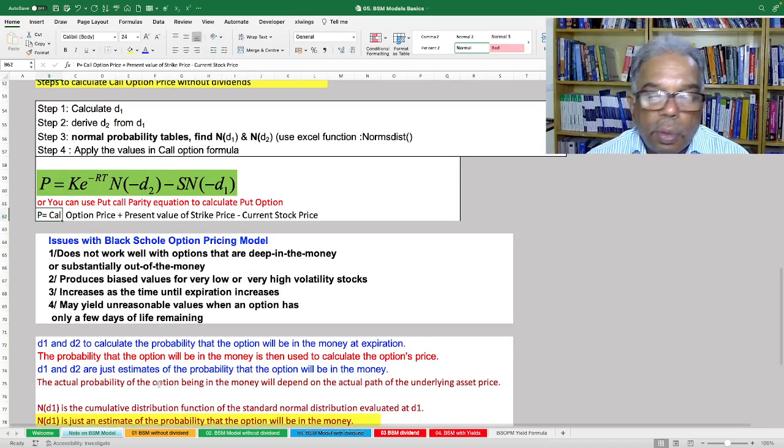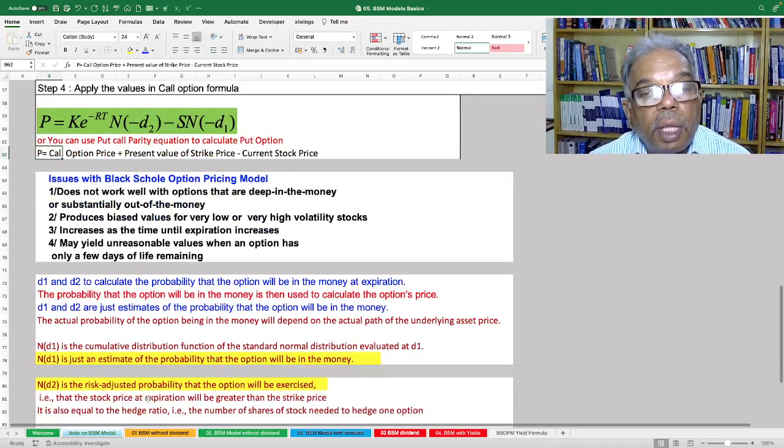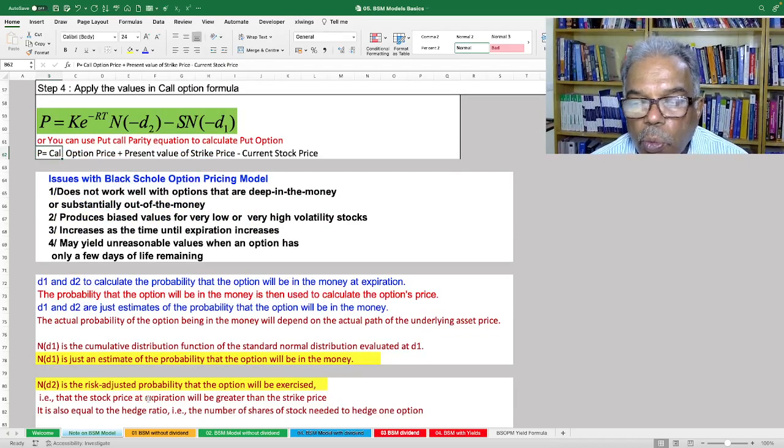What are d1 and d2? d1 and d2 are used to calculate the probability of the option being in the money at expiration or not. So N of d1 and N of d2 are the cumulative distribution function of the standard normal distribution evaluated at d1 and d2. And N of d2 is the risk adjusted probability that the option will be exercised.